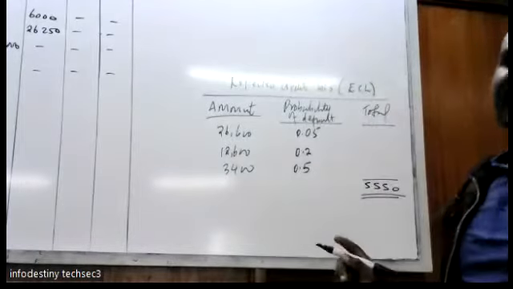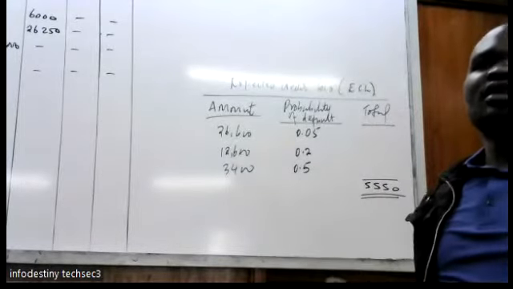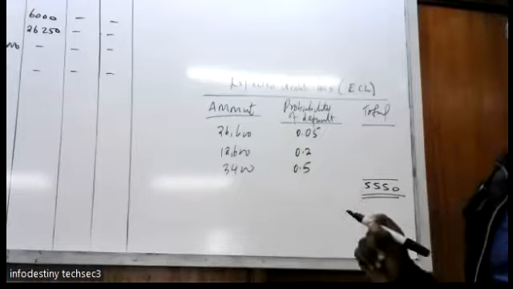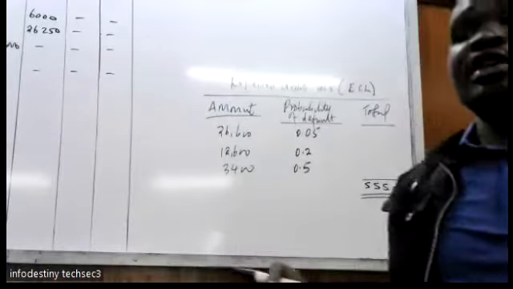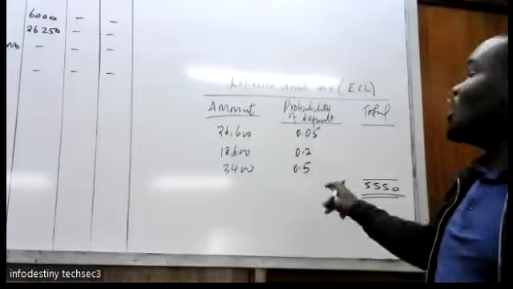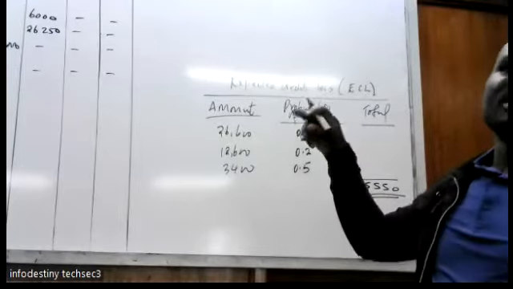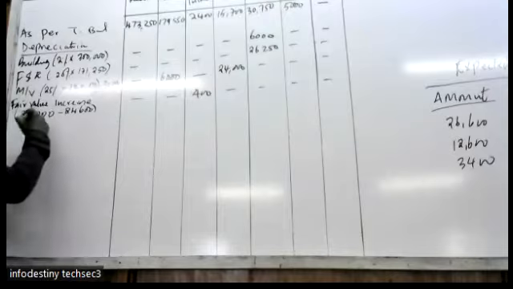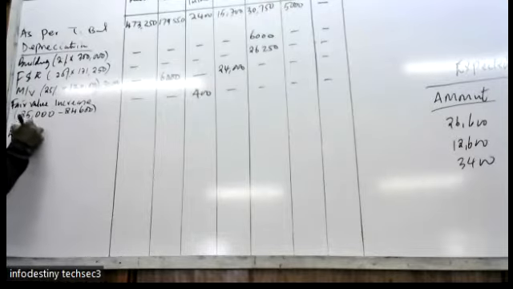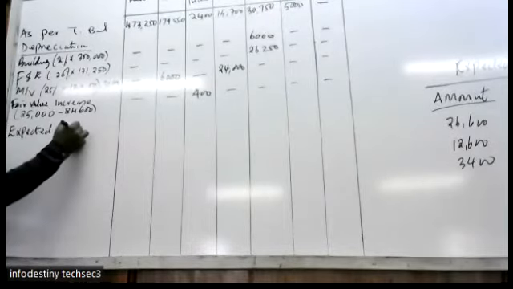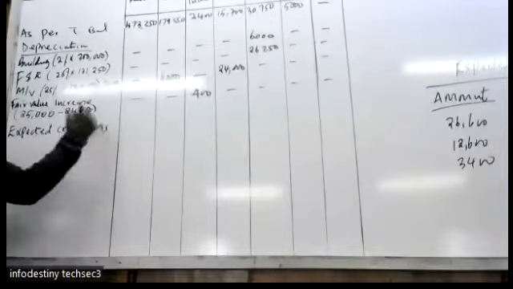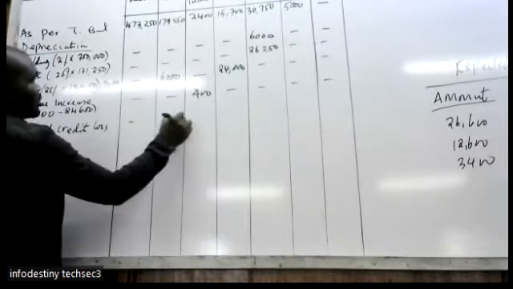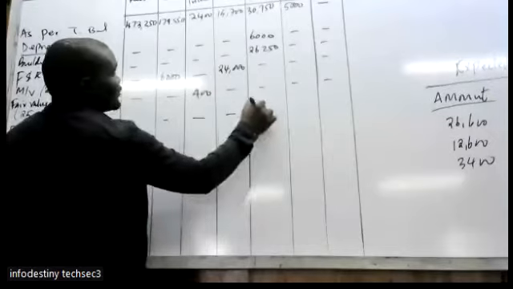Was there expected credit loss in the trial balance? Can you check? Because if there is, you only consider the increase or decrease. But now that there was nothing, the whole amount is considered to be the increase. So the examiner said this one we take to administrative. So go there and say expected credit loss. Expected credit loss in the administrative 5550.